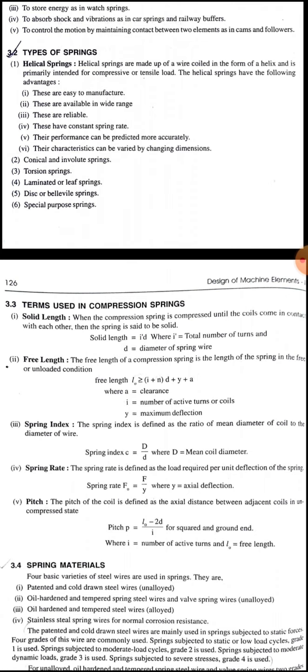Fifth one is pitch. The pitch of the coil is defined as the axial distance between adjacent coils in the uncompressed state. So pitch p is (L0 minus 2d) upon i, for square and round ends, where i is the number of turns and L0 is the free length.